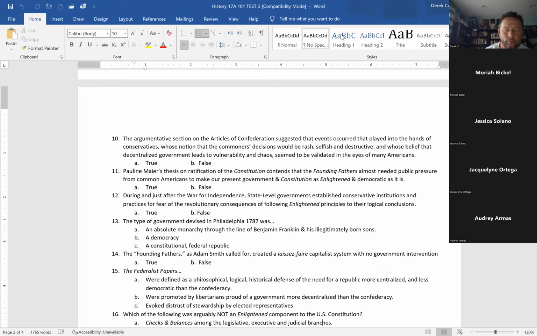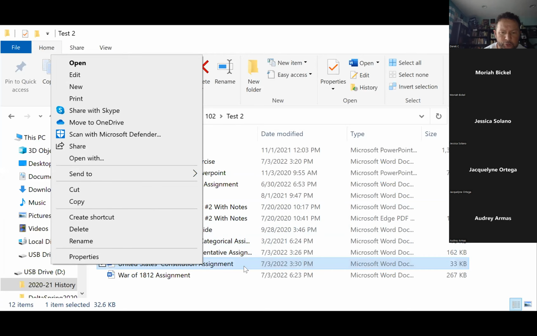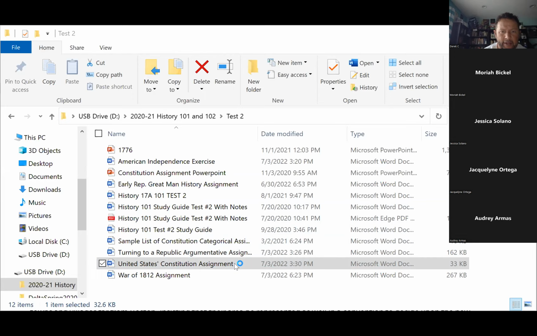All right, so the next one we're going to do is the Constitution, all right? And we'll do this next class, but I want you to note how it's different. You're not reading an argumentative section or multiple sections. You're simply looking at the Constitution. And I just copied and pasted it from here.